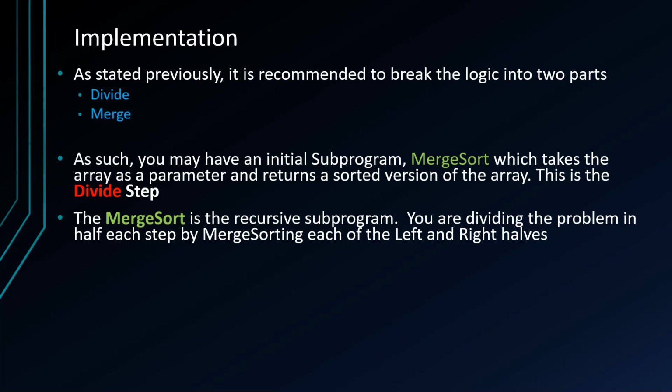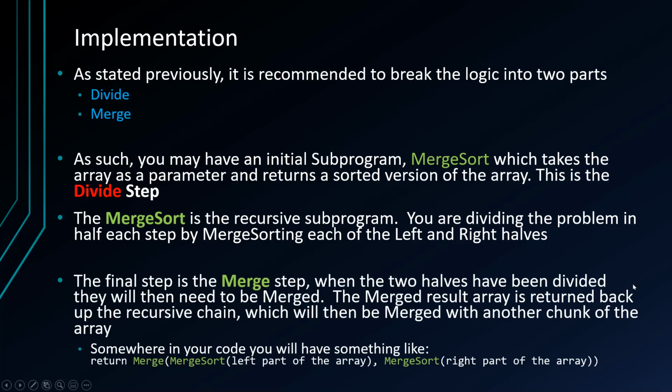Well, I'm glad you asked. What is going on with my thing here? So the final step is that merge step. When the two halves have actually been divided, they're going to need to be merged back together. So the merge result array is returned back up the recursive chain. So as we pop things off the stack, it gets sent back to whatever called it.